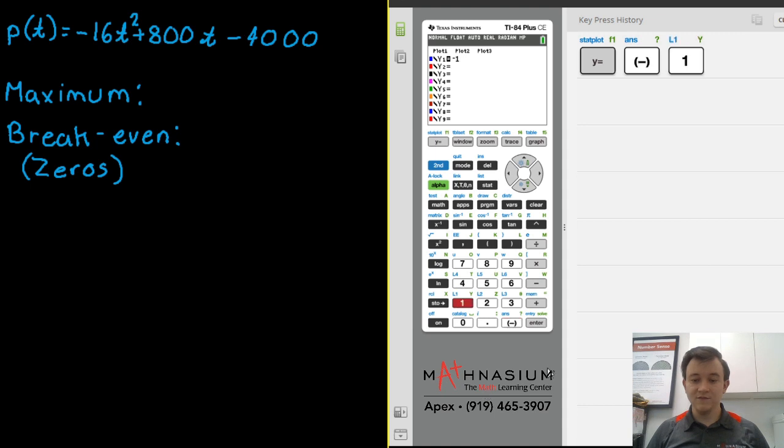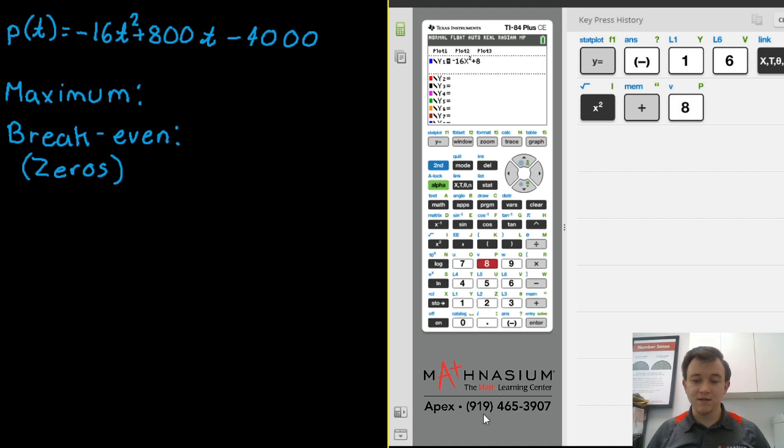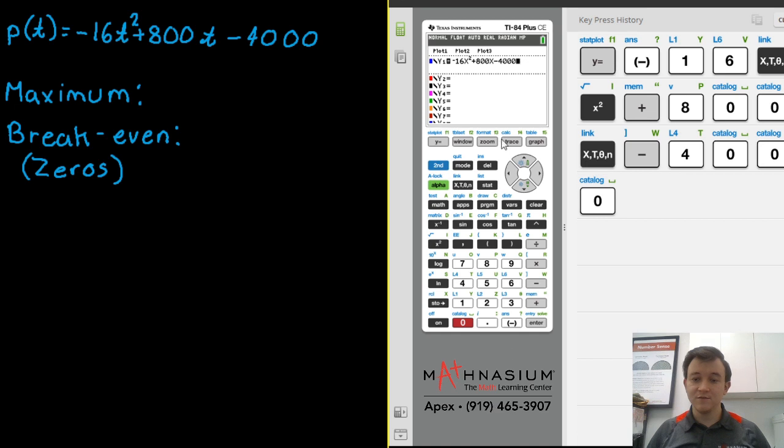So we start off with negative 16. But here's the first problem that typically comes about: what happens if you have a different letter other than x? It doesn't matter. Whatever your independent variable is in the problem, it's just x in the calculator. It's this x button over here, and then you just keep typing like you would. So x squared plus 800x minus 4,000. And remember, all of these x's just correlate to the t's over there. It means the exact same thing in this context.